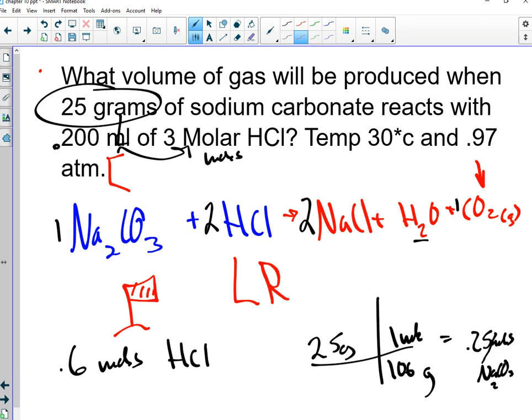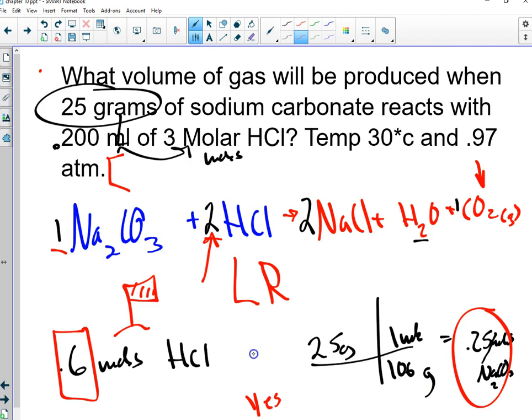That's true. I need to find out which one is going to determine how much gas is produced. Limiting reactant always determines the amount of product produced. So I need to know. I'm going to ask this the same way I've asked this a lot. So I have 2 here and I have a 1 here. Is this number at least 2 times bigger than this number? Yes. So that means which one is your limiting reactant? That means this is your limiting reactant, right?